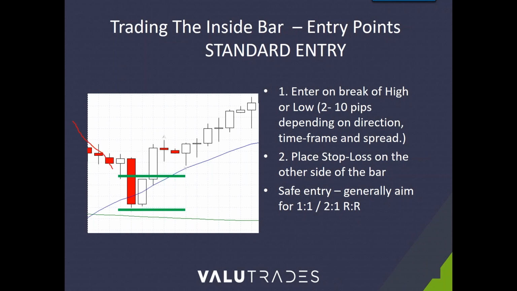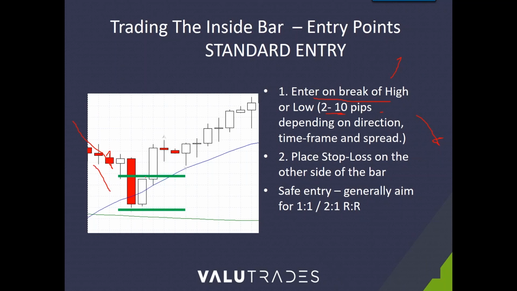So, you're looking to enter on the break of the high for a long trade, or a break of the low for a short trade. And you would normally have between 2 and 10 pips. I would be using 10 pips on the weekly, and 2 is probably what you'd be looking at on time frames beneath that. In this case, with price pulled back, we have an inside bar, so we're expecting price to break out of it, which it does, and our stop is the other side of the bar.